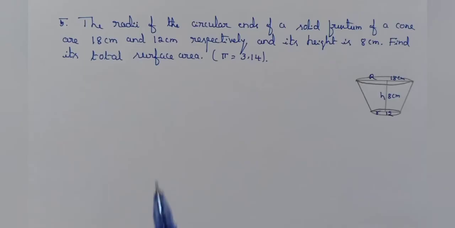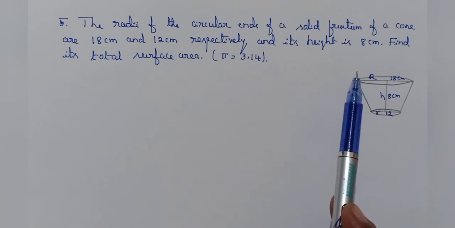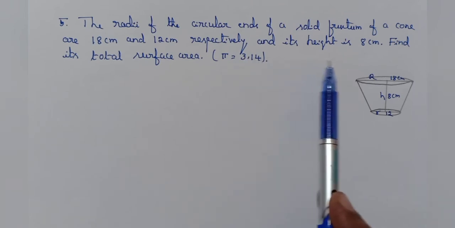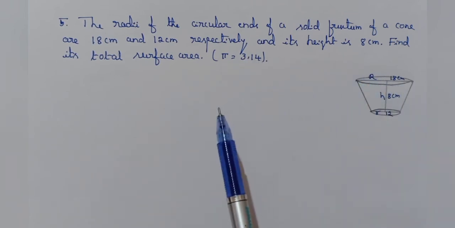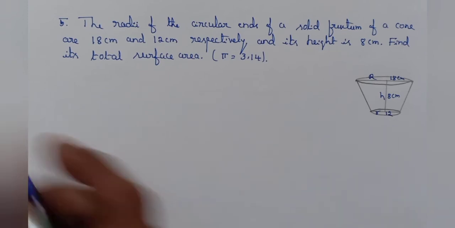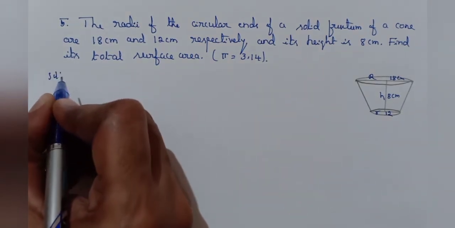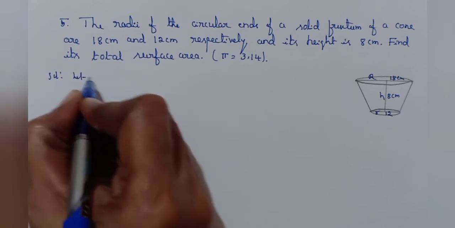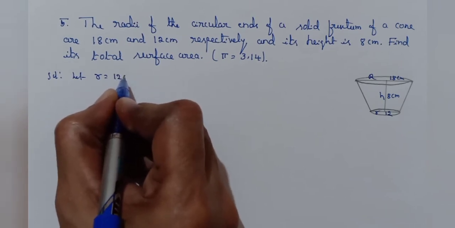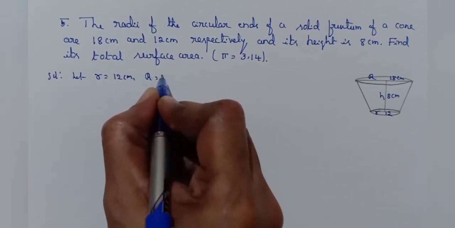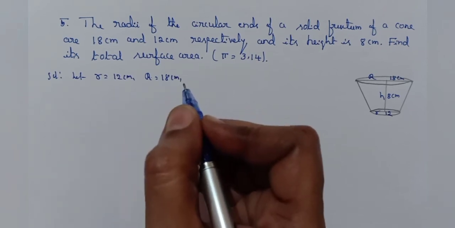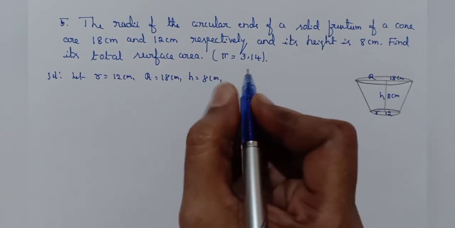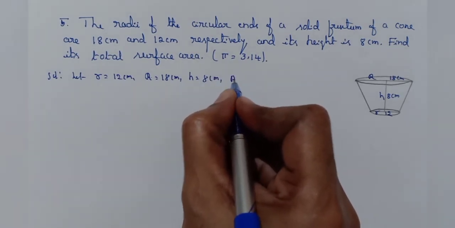Next problem. The radii of the circular ends of a solid frustum of a cone are 18 centimeter and 12 centimeter respectively, and its height is 8 centimeter. Find its total surface area. Here the radii of the smaller and the bigger ends are given. Let small r be 12 centimeter and capital R be 18 centimeter, and the height of the frustum is given, h is equal to 8 centimeter.